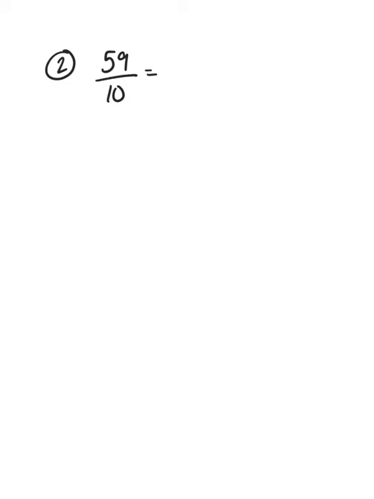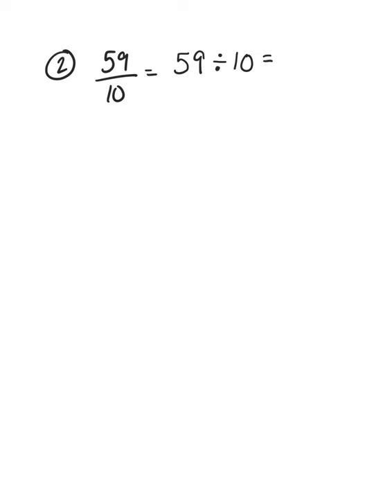Okay, let's get started. We're going to convert 59/10 to a mixed number, meaning a whole number amount with a fraction. So step one, we're going to rewrite this expression as a division expression. 59 divided by 10. Copy that down, please.